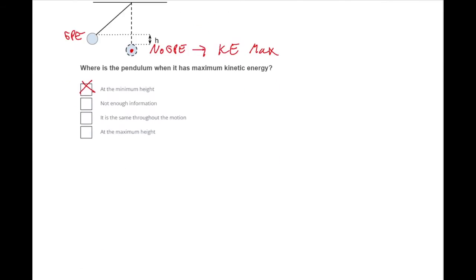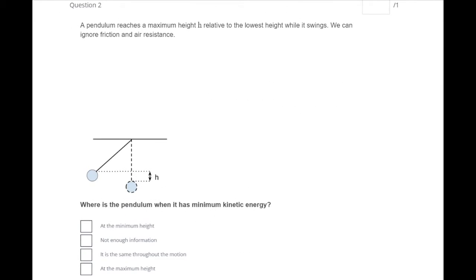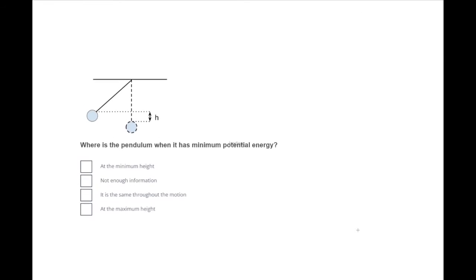Let's look at the next problem. A pendulum reaches a maximum height h, same thing as before. Where is the pendulum when it has its minimum kinetic energy? Well, like we said before, at this point, if we call it point A, it has maximum GPE, which means that since there's a maximum GPE, there's going to be a minimum KE. In other words, where is the pendulum when it is not moving? And it's not moving at its highest point. So that's going to be right here.